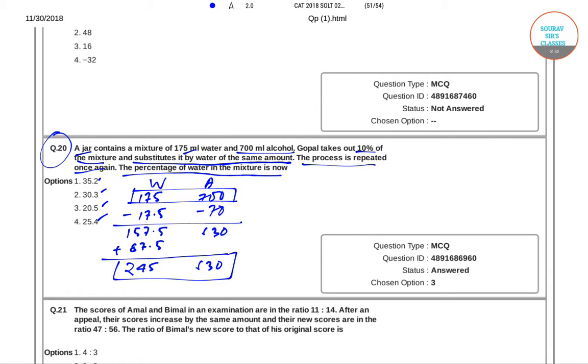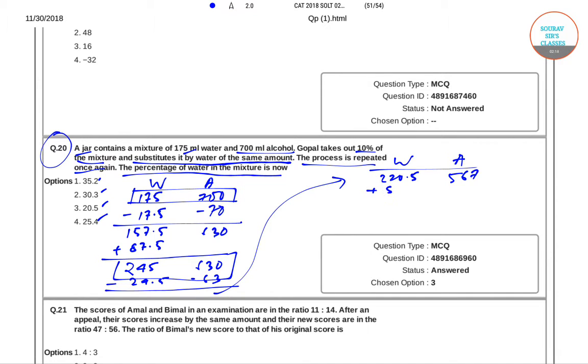This process is repeated again. So 10% is taken out, so 24.5 and 63 is taken out from here, and we are left with, let me write it up here. So this is water and this is alcohol. We are left with 220.5 ml of water and 567 ml of alcohol. And now, a total of 87.5 ml was taken out. That 87.5 ml of water is now added.